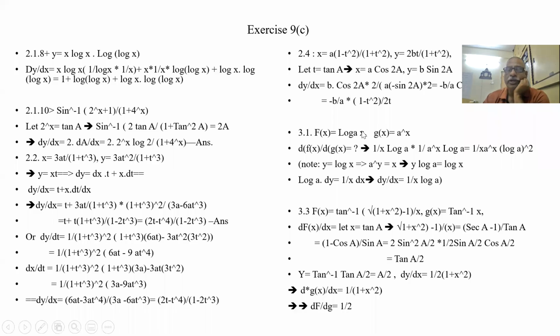So 1 by log x to base a, this is 1 by x into log a. Differentiation of this is 1 by x into log a. What is differentiation of this? A to the power of x log a. So this differentiation divided by this differentiation, both with respect to x, is given by d of f(x) by d of g(x). So when we simplify, we get this.